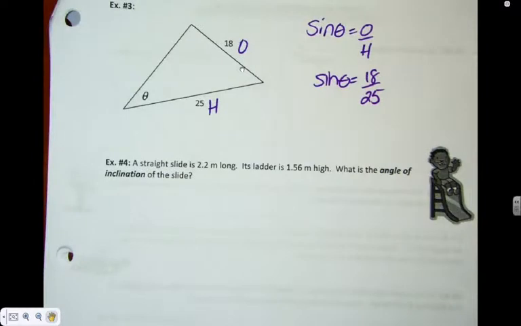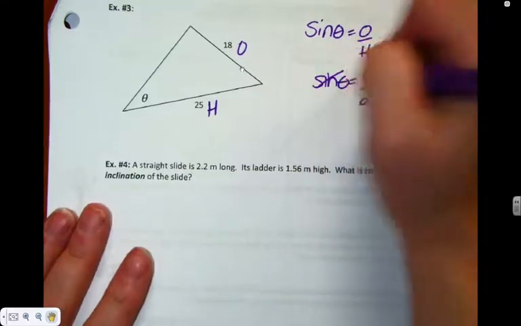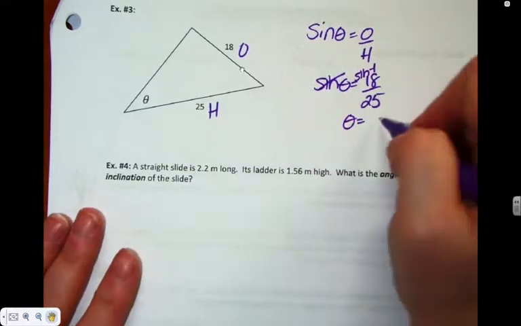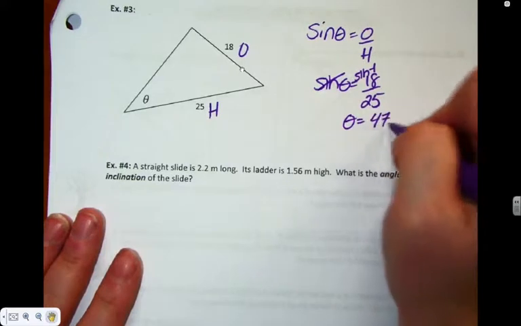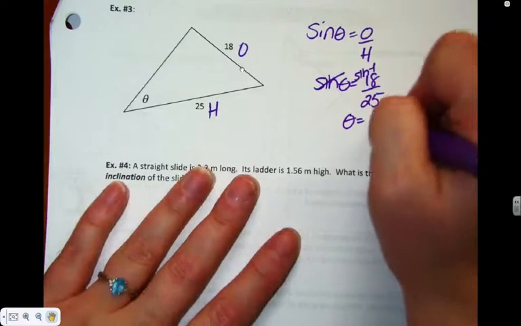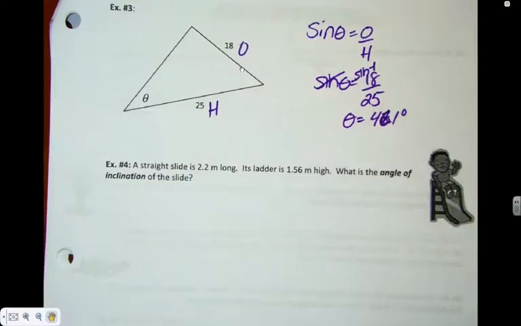How do I get rid of sine in an equation? What's the opposite of sine? Inverse sine. An offer for theta? Offer 47.1? Oh, 46.1. Correction to 46. Agree? Questions?